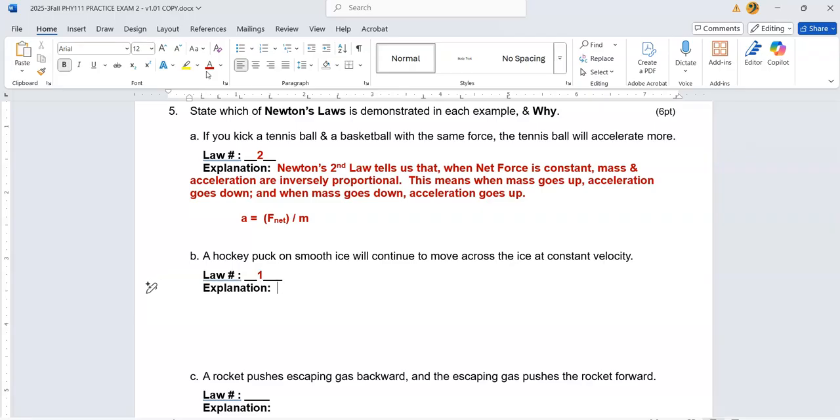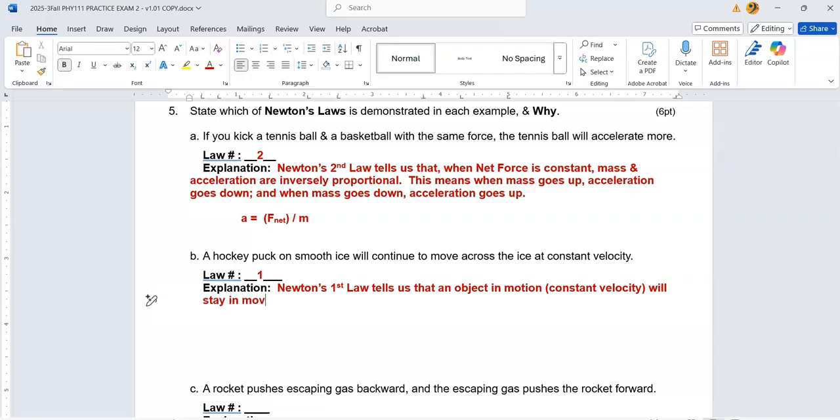So Newton's first law tells us that an object in motion, meaning constant velocity, will stay in motion unless acted upon by an external, in other words, something new, net force. Well, there is no net force, so the hockey puck will just keep going until the ice runs out.